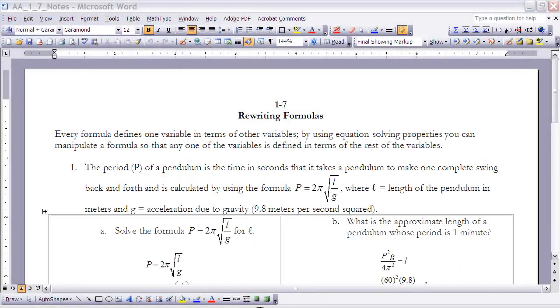Okay, these are the notes for section 1.7, rewriting formulas. You should have already read this section before starting to go through this video and take your notes on this. What we're looking at here is taking formulas and solving them for any one of the variables within the formula. Every formula defines one variable in terms of the other variables, and by using equation solving properties, or things that we've used in terms of solving equations in any algebra equation really, you can manipulate a formula such that you can solve it for one of the variables in terms of the rest of the variables.